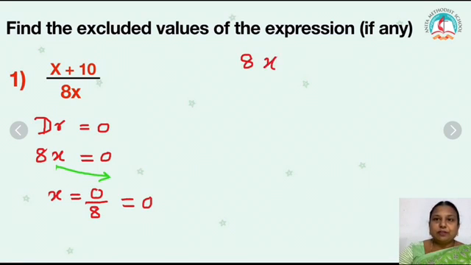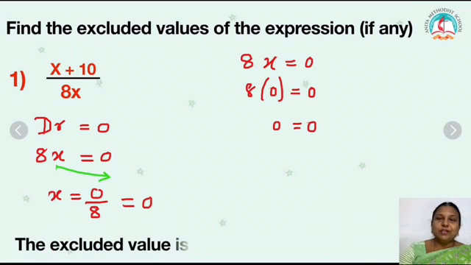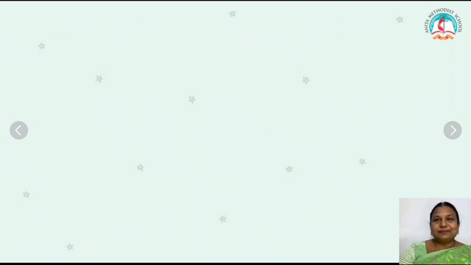You can also verify. In the place of x, you can substitute the value you have got and check whether it is equal to 0 or not. Okay, children. So the excluded value here is 0. Shall we move to the next sum, children? Yes. Now you are going to answer.